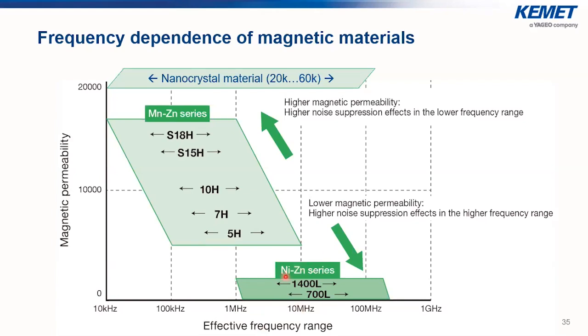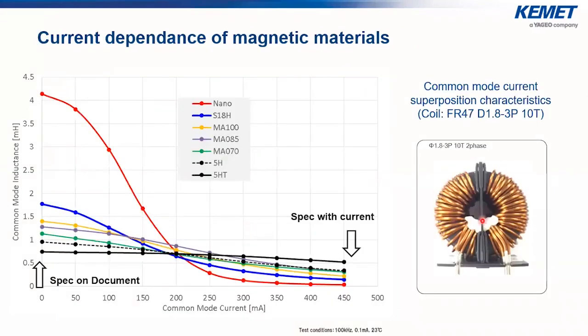In this case, it is nickel zinc that is more efficient at higher frequencies, even if the permeability of this material is quite poor. Another option could be the nanocrystalline that has a really wide frequency range and really high magnetic permeability. So it seems to be the perfect material, but as I will show you in the next slide, it is not like that. Of course, we also have the automotive version with the final T on the material.